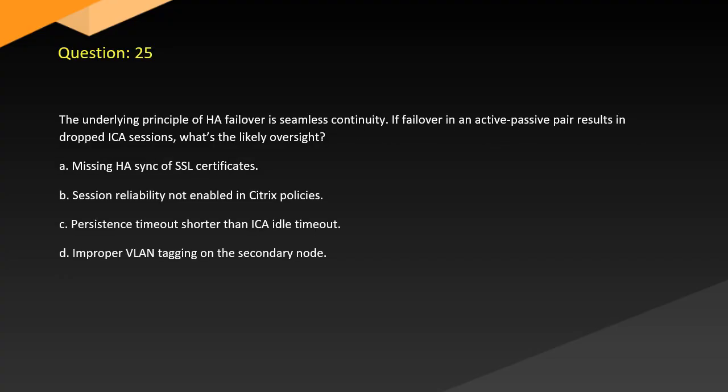Question 25. The underlying principle of high availability failover is seamless continuity. If failover in an active-passive pair results in dropped ICA sessions, what's the likely oversight? A. Missing hash sync of SSL certificates. B. Session reliability not enabled in Citrix policies. C. Persistence timeout shorter than ICA idle timeout. D. Improper VLAN tagging on the secondary node.